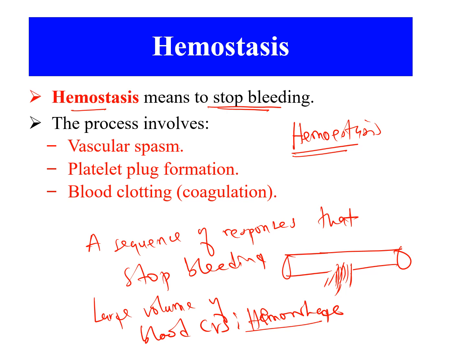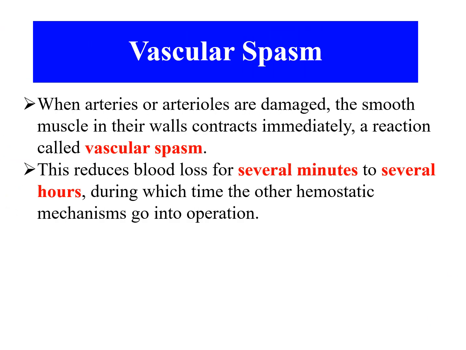The first one is vascular spasm, followed by platelet plug formation, followed by blood clotting or coagulation. We can now look at vascular spasm, which is the immediate response that happens when there is a damage to the blood vessel. This vascular spasm is also known as vasoconstriction.